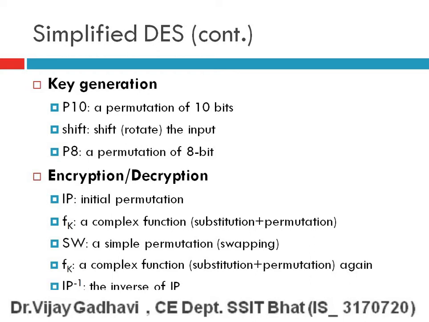Now we see how simplified DES encryption and decryption work. The IP is called initial permutation. FK is called a complex function. SW is a simple permutation, that means swapping a number of bits according to the number of bits converted, encoded or decoded, that means encryption or decryption. Now FK, a complex function, is substitution plus permutations again, and IP-1 is the inverse of IP.